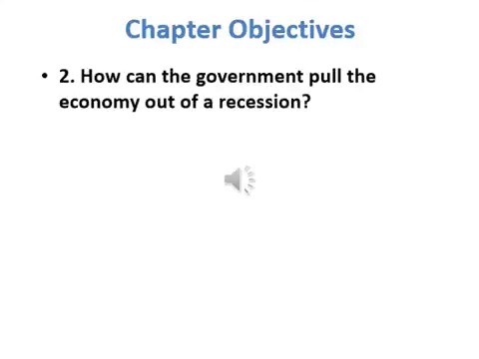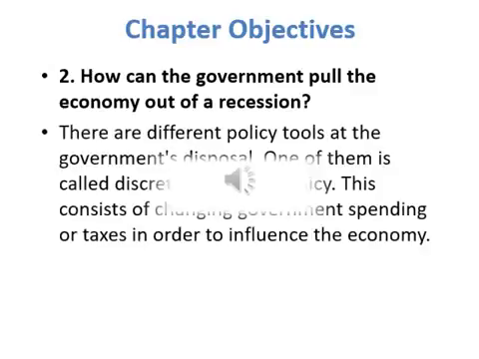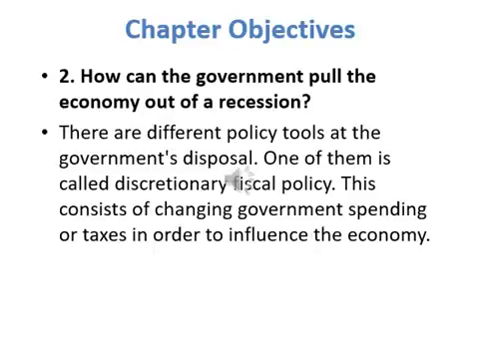Two. How can the government pull the economy out of a recession? There are different policy tools at the government's disposal. One of them is called discretionary fiscal policy. This consists of changing government spending or taxes in order to influence the economy.